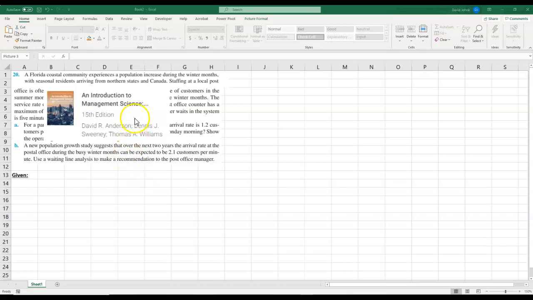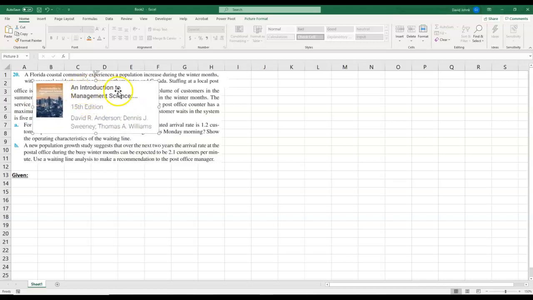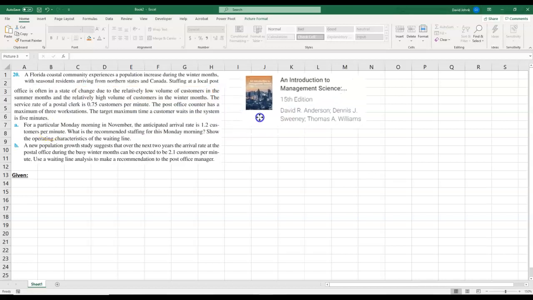And so I'm at this problem I'm getting out of this book right here. Introduction to Management Science, 15th edition by Anderson, Sweeney, and Williams. It's a very good book for quantitative methods. If you're into that type of information for business management, a very good reference book. So let's just get into this problem and it'll make a little more sense as we go.